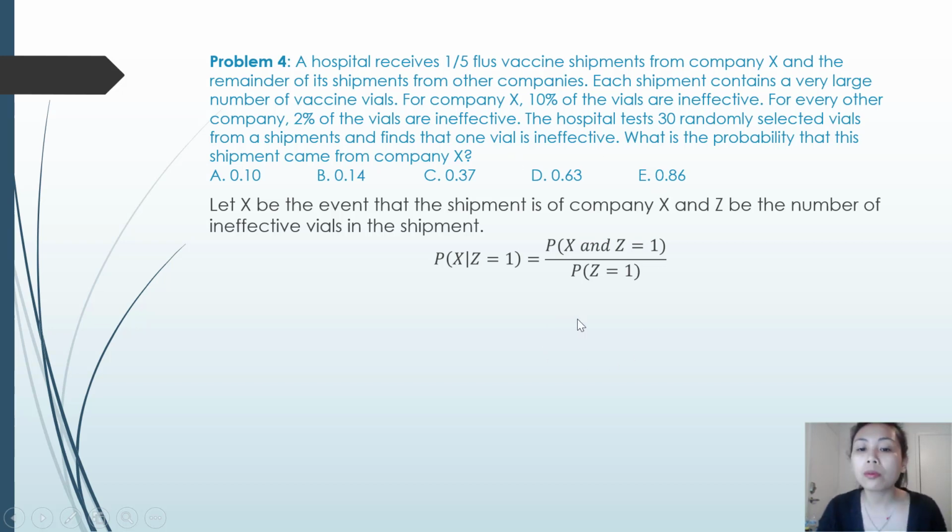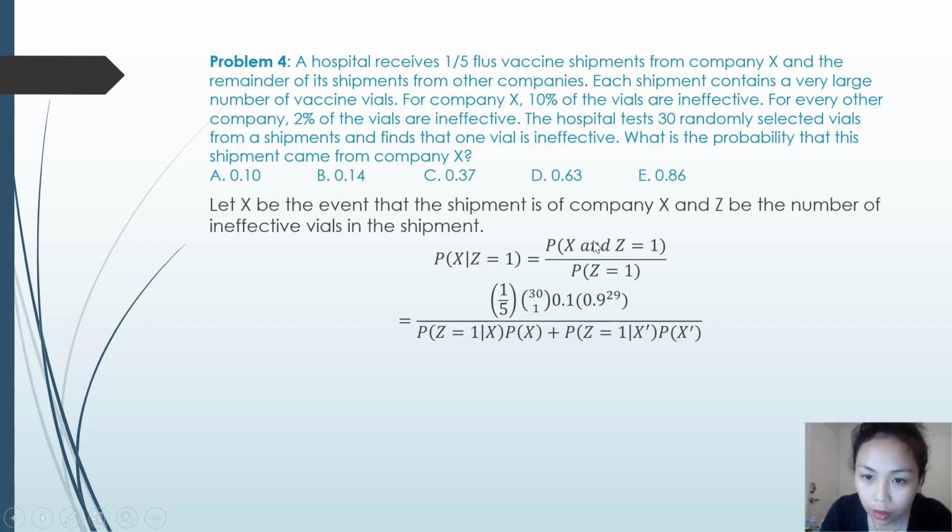Using conditional probability, we have the probability of X and Z equals 1, over the probability of Z equals 1. The numerator is the probability that the shipment is from X and only one vial is ineffective. So it's 1/5 times 30 choose 1, times 0.1 times 0.9 to the 29. 1/5 is the probability that the shipment comes from company X, and 30 choose 1 times 0.1 times 0.9 to the 29 is the probability that one vial is ineffective.